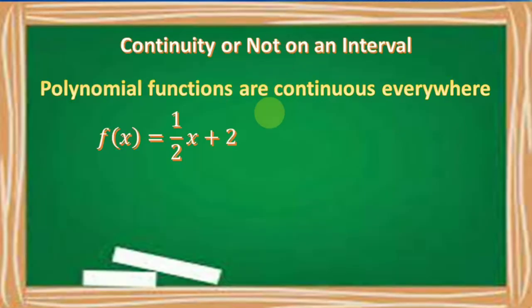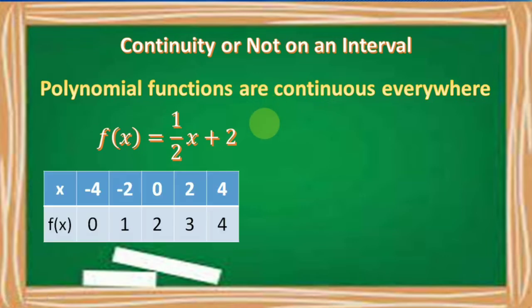Let us have different types of functions, where some have continuity on the interval and some do not. Let's have the first one, polynomial functions. It says here that polynomial functions are continuous everywhere, meaning there is continuity on their intervals. Say f of x equals 1/2 of x plus 2.